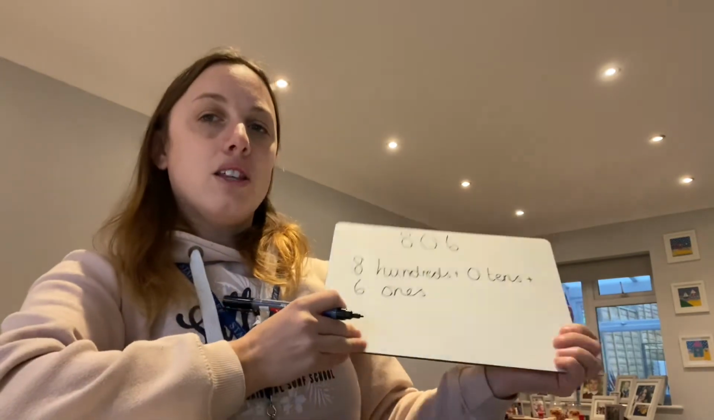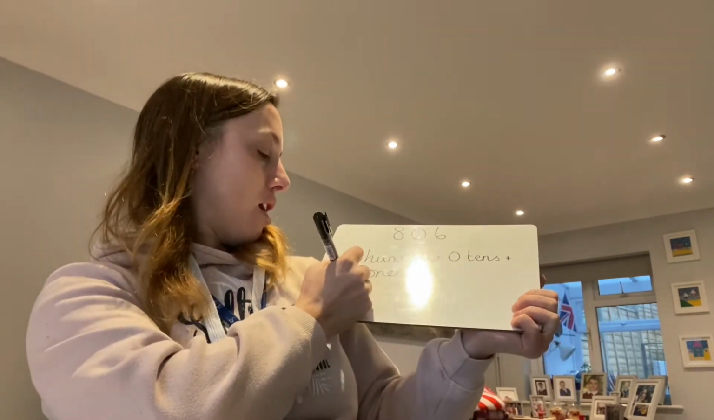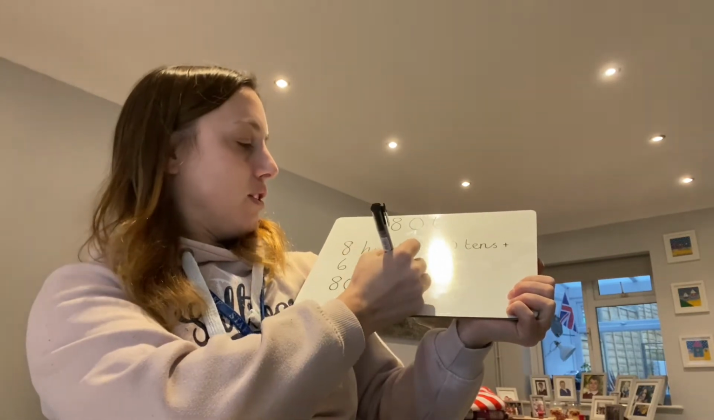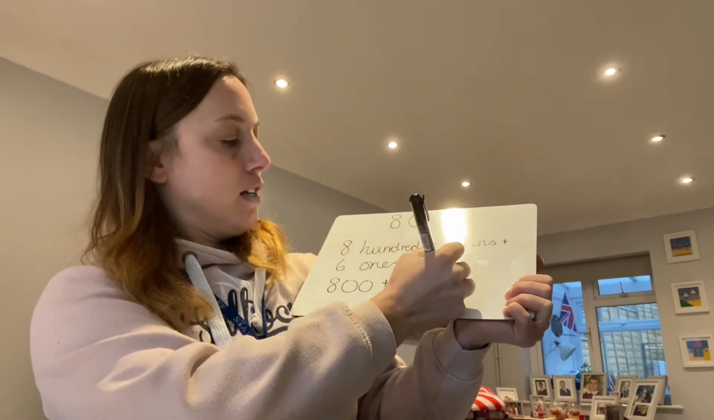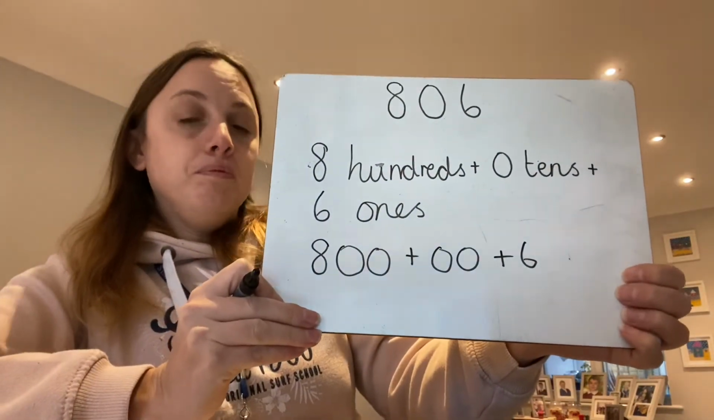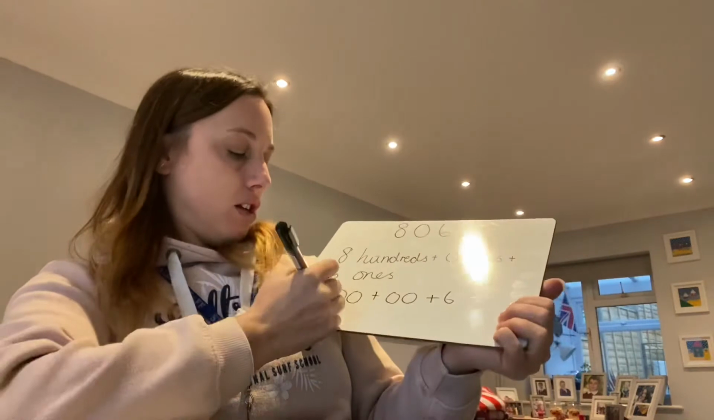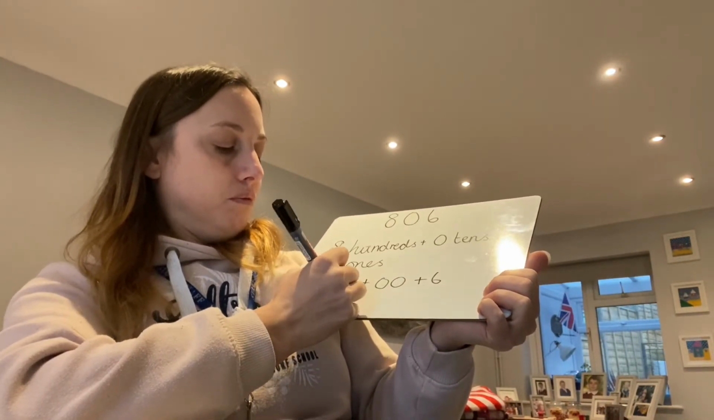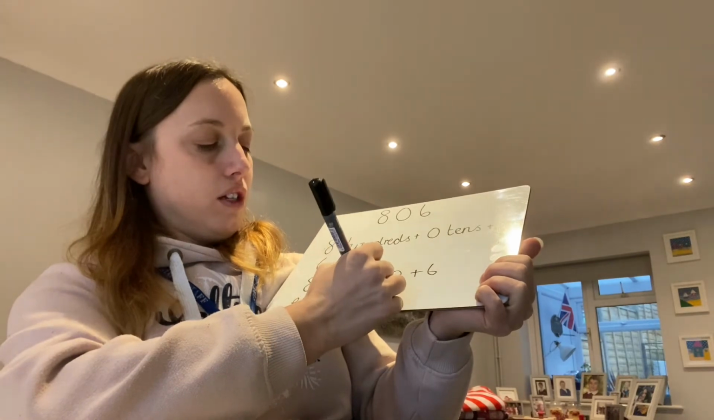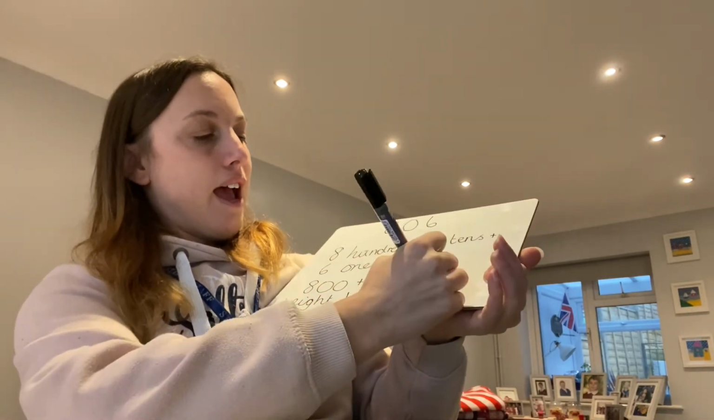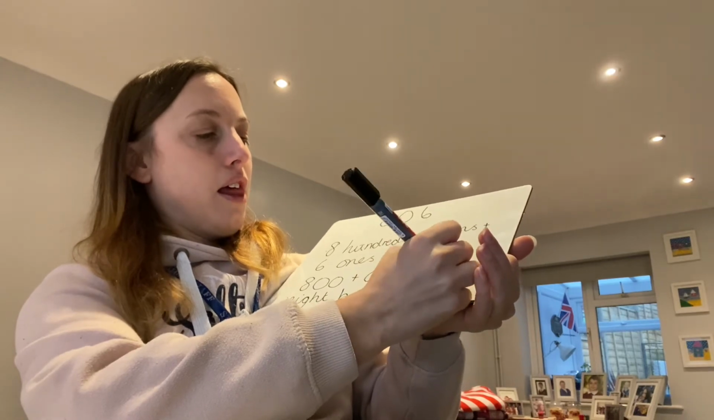Okay, another way we could write that is by breaking it up. So we've got our 800, we've got 0 tens, and we've got our 6 ones. Okay, if I was to write that as a word, I'd write the number 800 and 6.